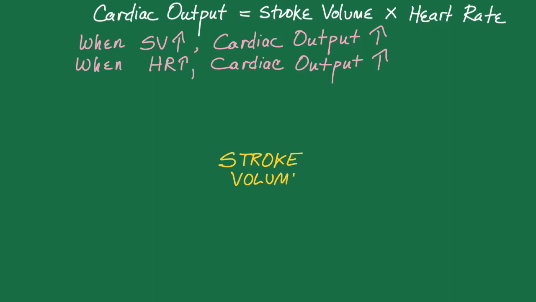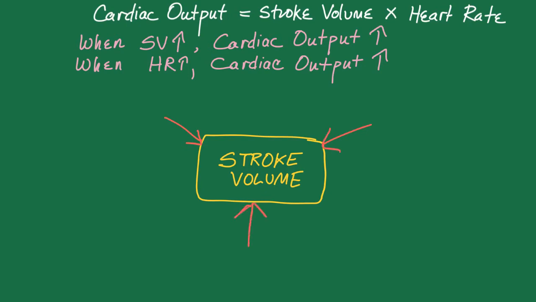One of them is called preload. This is the amount of blood that actually reaches the ventricles. If more blood comes back to the heart, more blood will reach the ventricle. We call this venous return. So preload is determined by venous return.